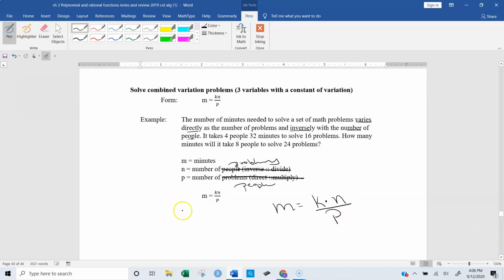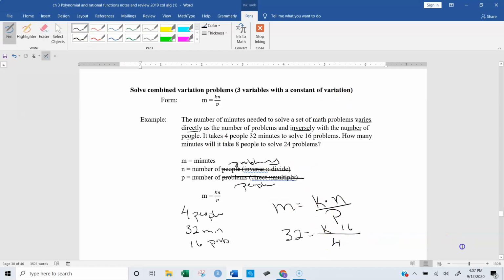All right, what were we given? So we also know we have 4 people. We have 32 minutes. And we have 16 problems. So now we got to solve for K. So we have 32 minutes equals, we don't know what K is. We know my number of problems is 16 divided by 4 people.